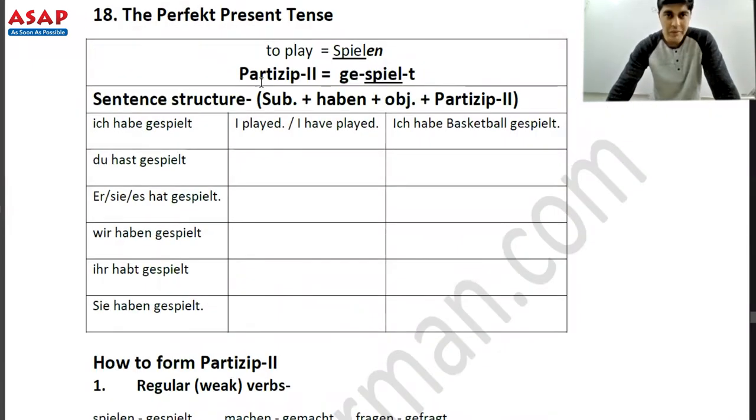So this part we have done one quick revision. The perfect present tense, that is Das Perfekt. We use this as a past tense in German language. And here, how is the sentence structure? Subject, haben, object, and Partizip zwei. Ich habe gespielt. I played, I have played. Ich habe Basketball gespielt. So you remember this structure, right?